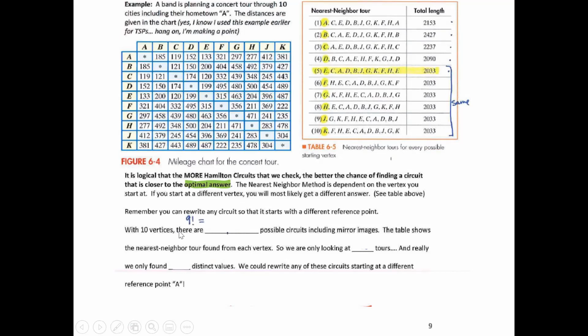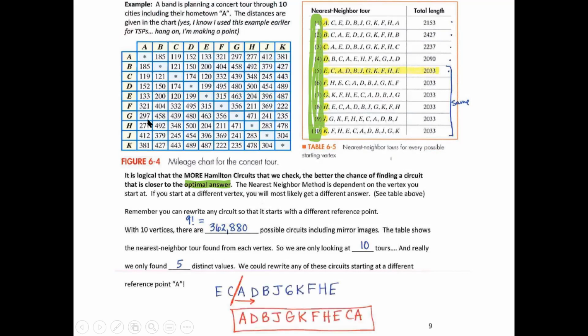With 10 vertices, there are 10 minus 1, which is 9 factorial. So 9 times 8 times 7, 6, 5, 4, 3, 2, 1, which is 362,880 possible circuits, including the mirrors. The table shows you the nearest neighbor tour found from each vertex. So you're really only looking at 10 different tours, and the 10 different tours are the 10 right here. Really, we only found 5, because you are doing the mirror images of these as well.